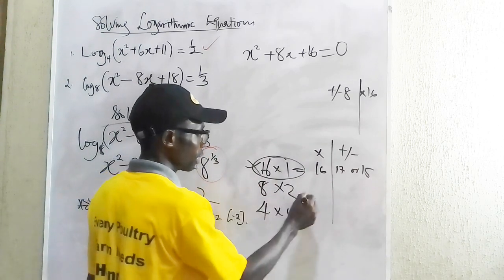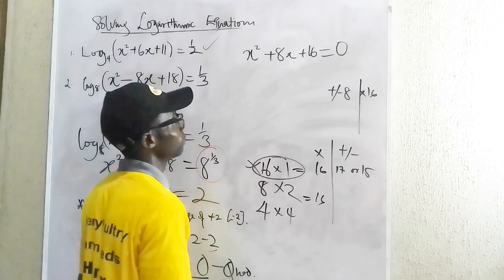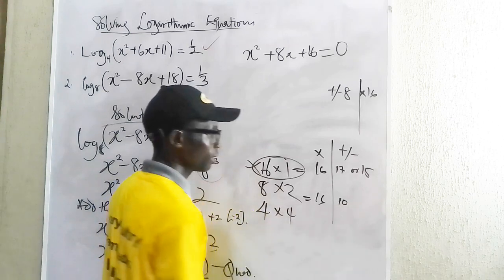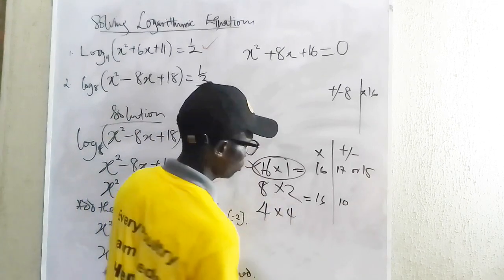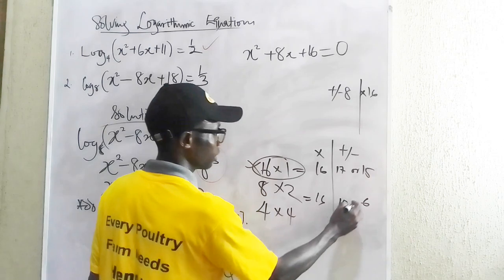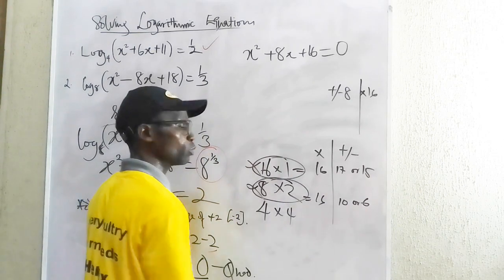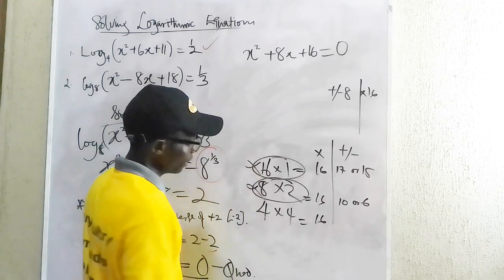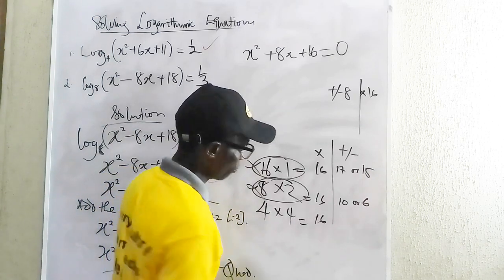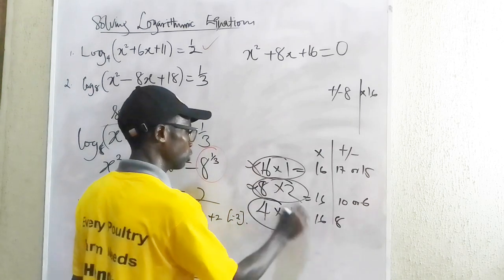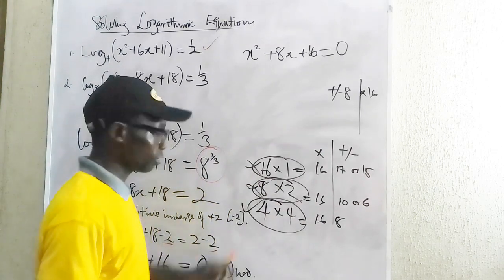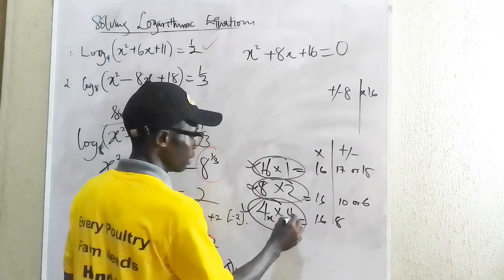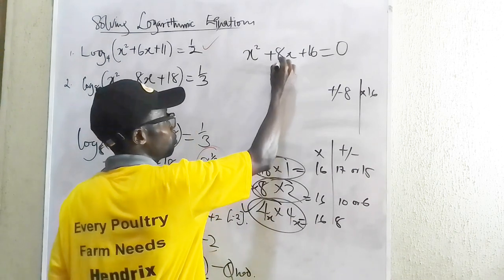This is 8 times 2. 8 times 2 will give me 16. But 8 plus 2 will give me 10, or 8 minus 2 will give me 6. So this combination will not do. But 4 times 4 will give me 16, and 4 plus 4 will give me 8. So this combination of 4 times 4 is correct. This is the one we're going to use. So what that means is that we're going to use 4x and 4x to replace this place.